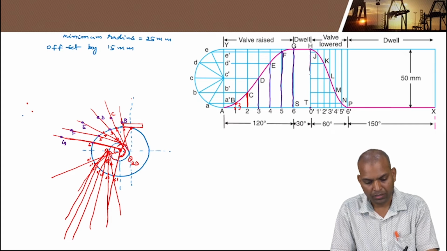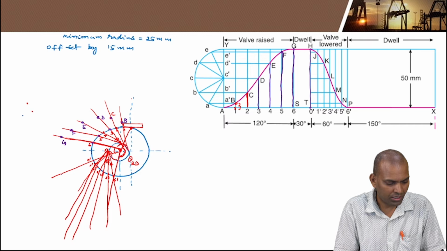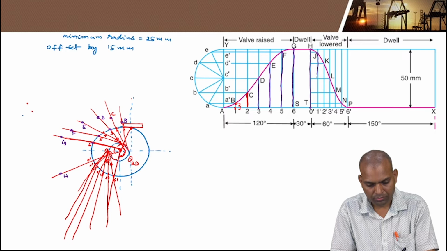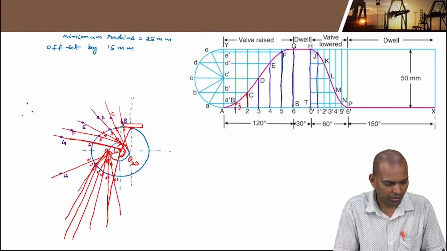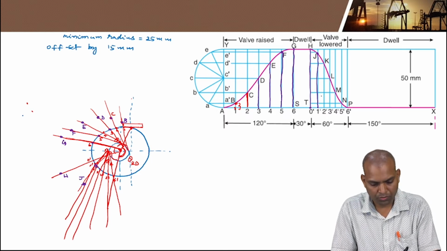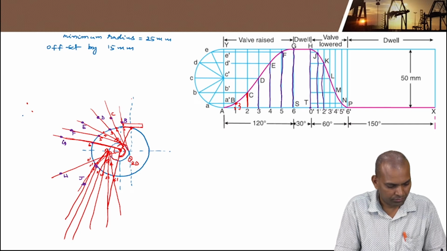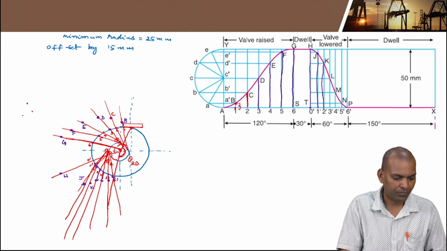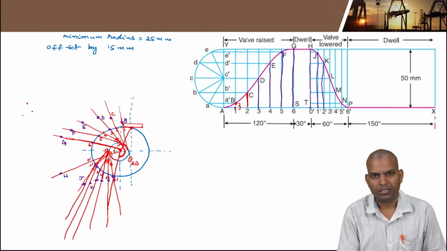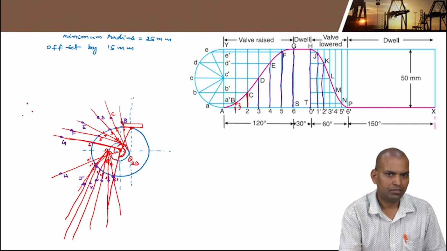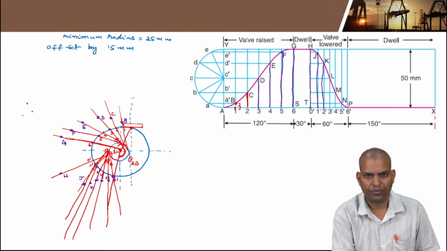You have to follow from 0 to H, this is the 0 dash and H line, and 1 dash to J point, again 2 dash to K, again 3 dash to 4 dash, 5 dash to 6 dash, like that. Now these are the points where the follower is in touch. That's why we are drawing here the shape of the flat face follower.